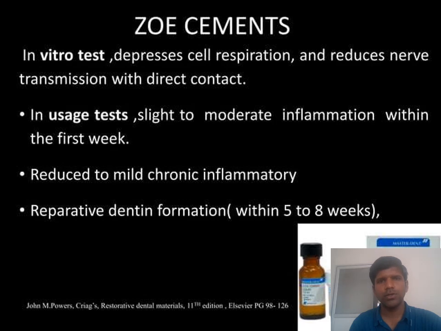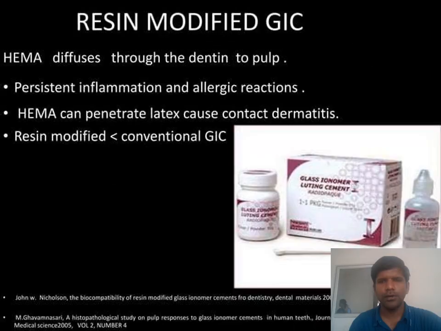Coming to zinc oxide eugenol cements, in vitro tests show it depresses cell respiration and reduces nerve transmission with direct contact. In usage tests, slight to moderate inflammation within the first week is seen. It shows reduced to mild chronic inflammatory changes and reparative dentin formation within 5 to 8 weeks.